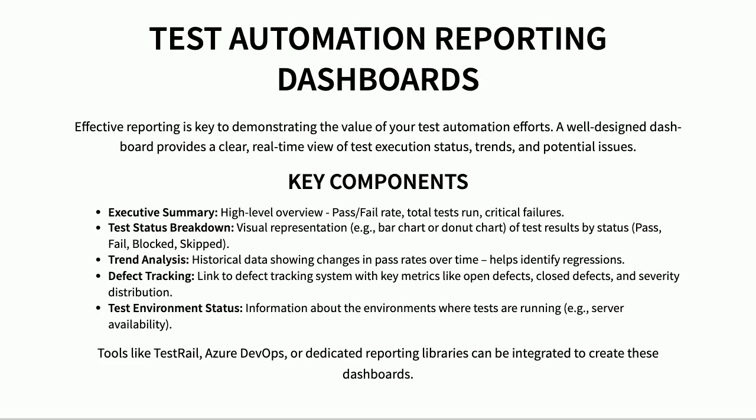Okay, let's talk about test automation reporting dashboards. Think of them as your central command center for all things testing. They're not just pretty charts, they provide crucial insights into the health and effectiveness of your automated tests. A good dashboard will start with an executive summary giving you a quick snapshot of how many tests passed, failed, or were blocked overall. Then, you'll want to dive deeper into test status breakdowns, which often use visuals like bar graphs to show exactly what's going on. Tracking trends over time is really important. It helps you spot regressions, those sneaky bugs that creep back in after being fixed.